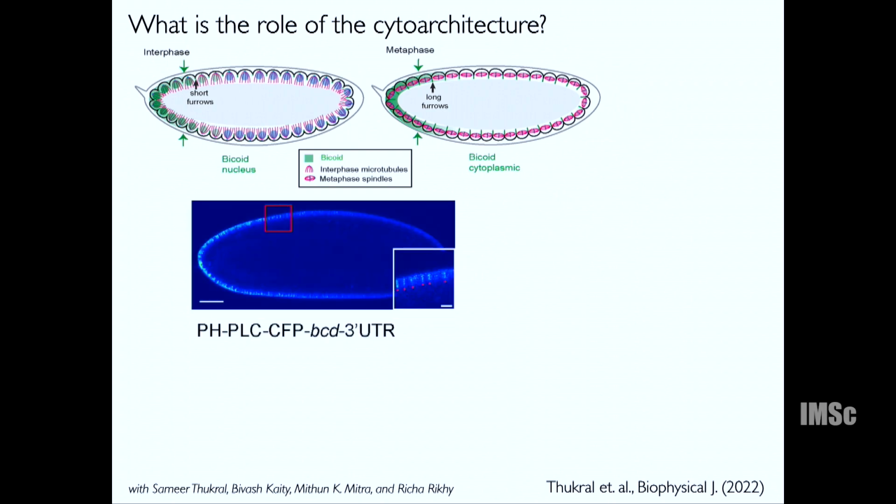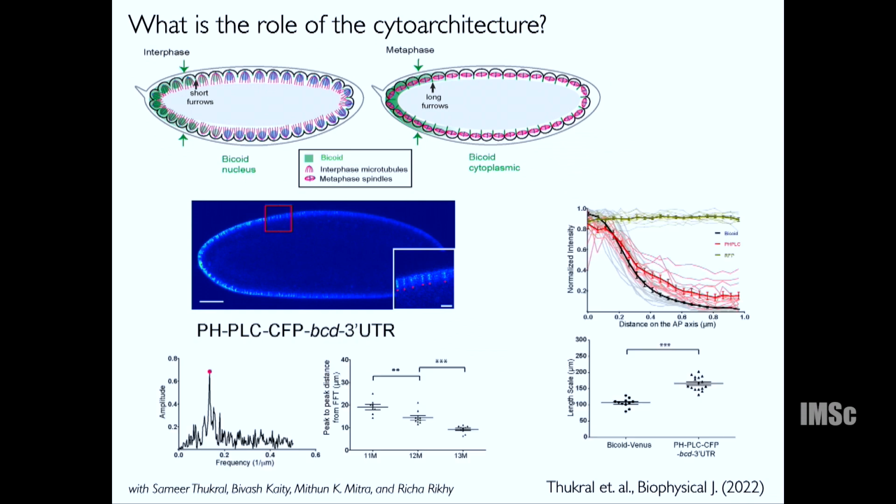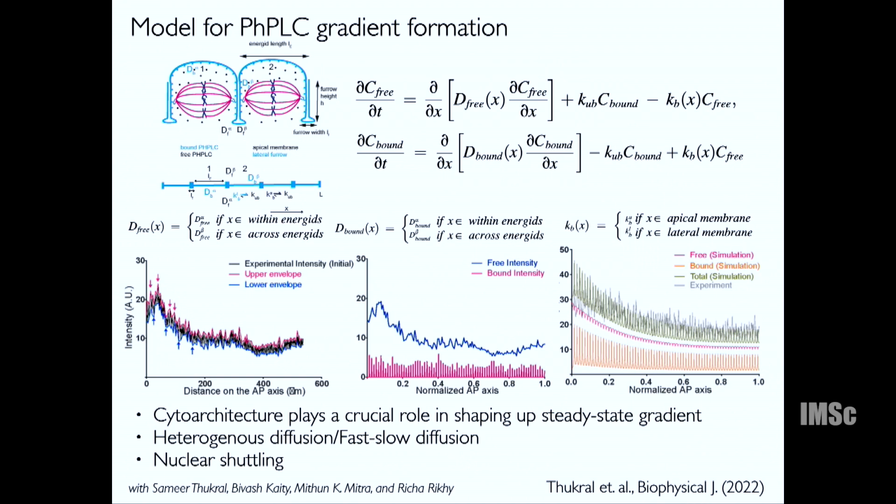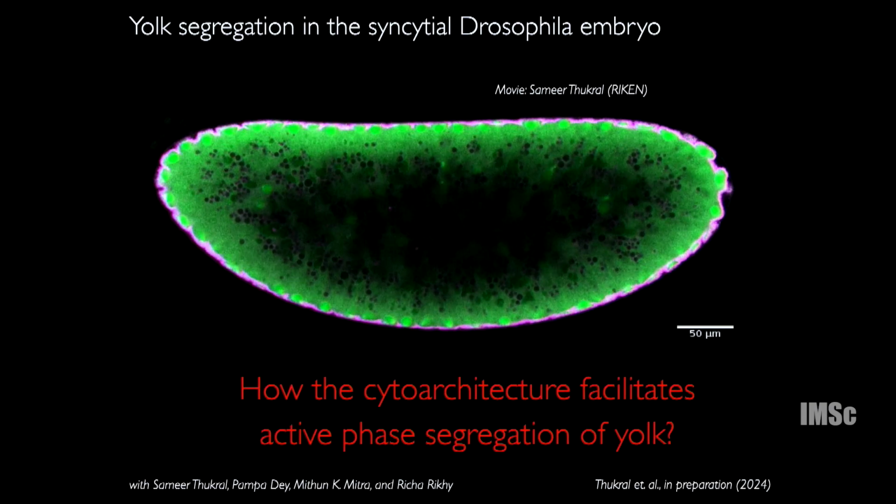I will not have time, so I will skip this. We did a recent study to look at a membrane-bound protein, how it diffuses in the presence of membranes that it can also bind to. But the main idea is that cytoarchitecture plays a crucial role in shaping the steady-state gradient. So one should consider heterogeneous diffusion, like fast and slow diffusion, and also nuclear shuttling. The question is, if you combine this, can it explain the scaling with the embryo size? This is one problem which we have already published.